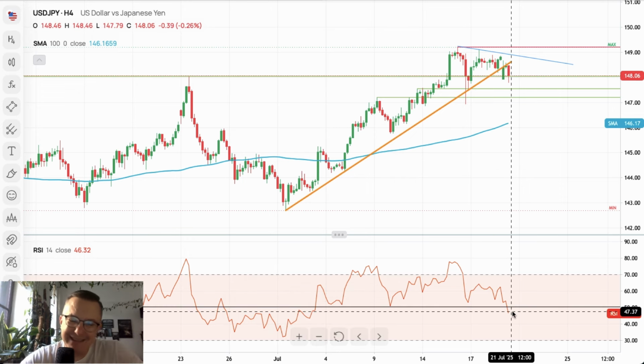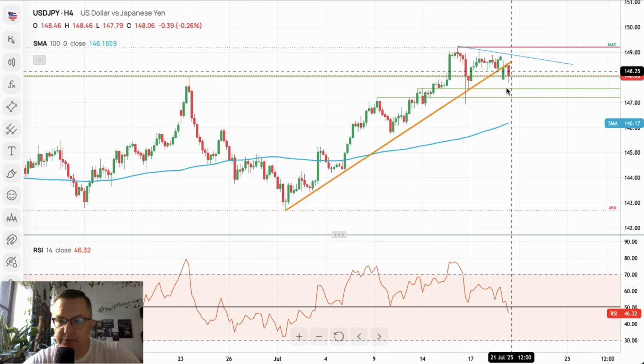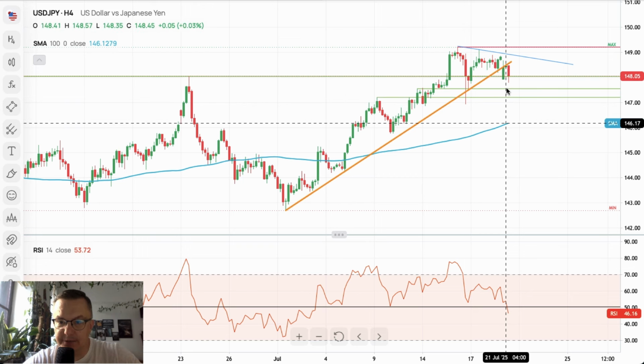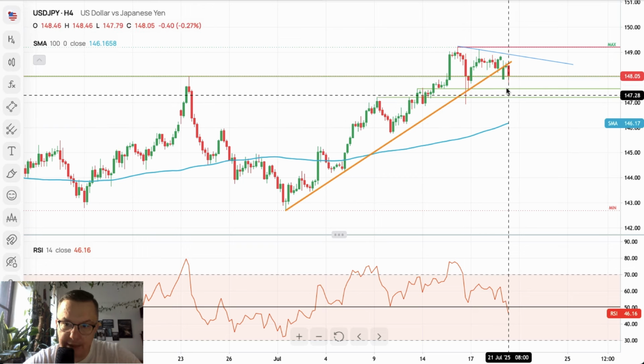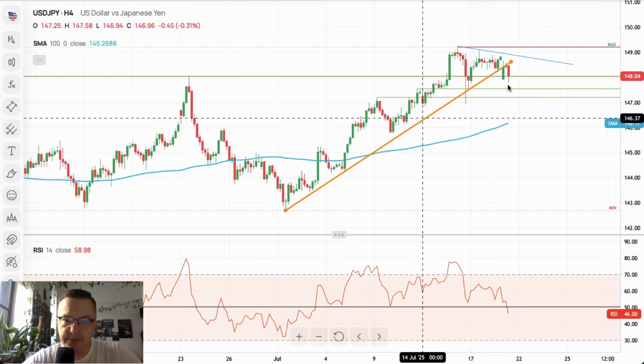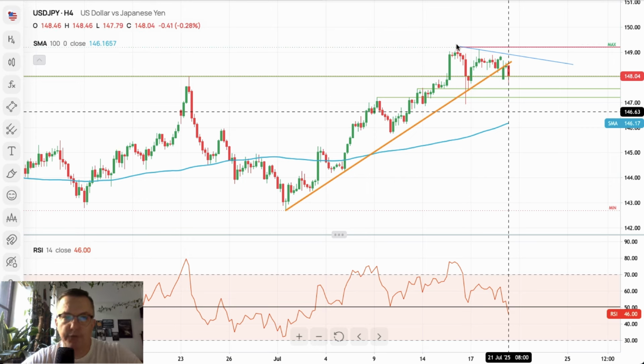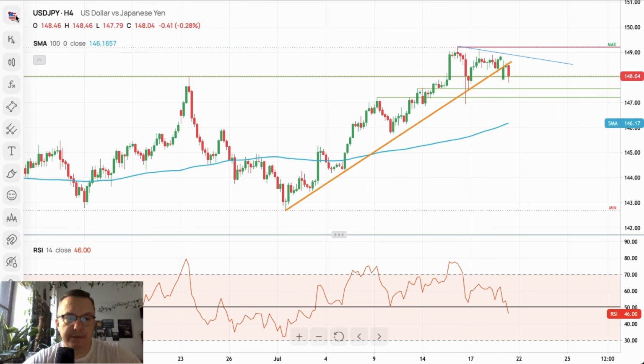46 points only. It's not a big deal yet, but there is plenty of room to the downside here towards the 100 periods moving average if we break below this technical support level. So it looks like the US dollar versus the Japanese yen market looks heavy, and we might see further weakness to the downside on this market.